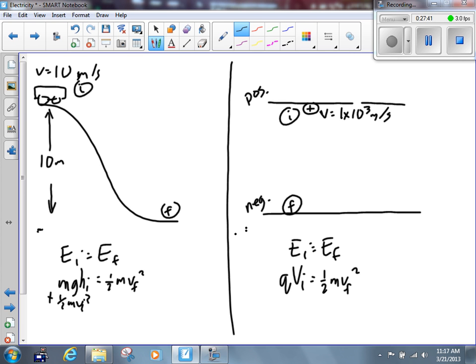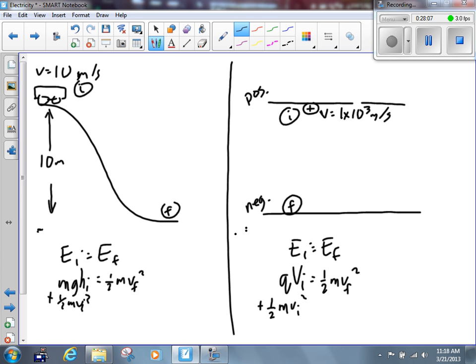Picture this as a car going down the hill. A car that has potential energy because it's at the top of the hill, and a car that has kinetic energy because it's moving. The only difference is the potential energy is QV instead of mgh. When the car reaches the bottom of the hill, it has just kinetic. When this charge reaches the negative plate, it has just kinetic energy.